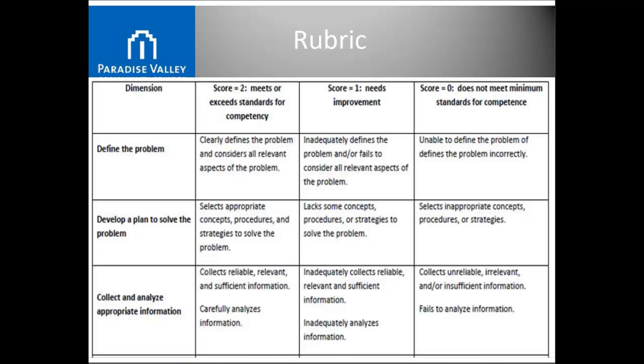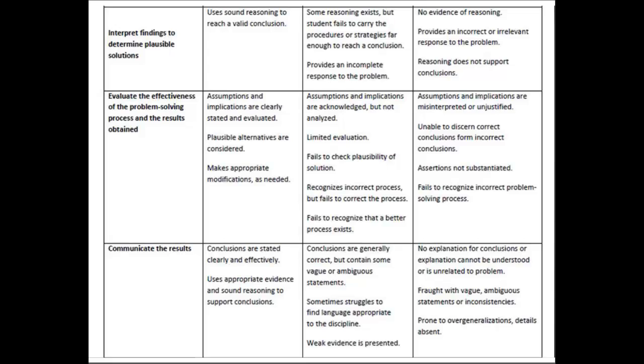Okay, so there's a 2-part screenshot here of our general ed rubric for problem solving. We have 6 dimensions. The first 3 are shown here. We want them to define the problem, develop a plan to solve, collect and analyze the appropriate information. So we score this on a 0, 1, 2 level. They either do not meet the standards, they need improvement, or they meet and exceed the standard. We also individualize this for them after the fact and tell them what exactly we were looking for them to define the problem. But this right here is our generic rubric.